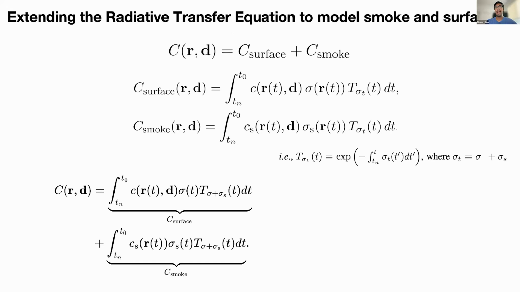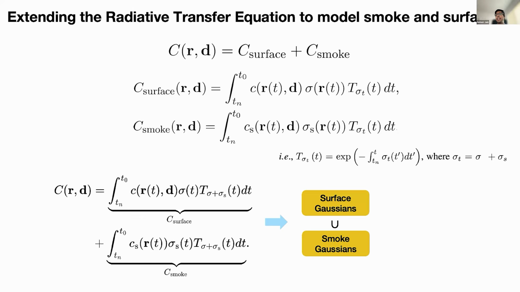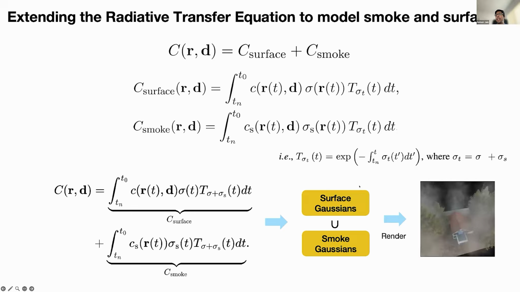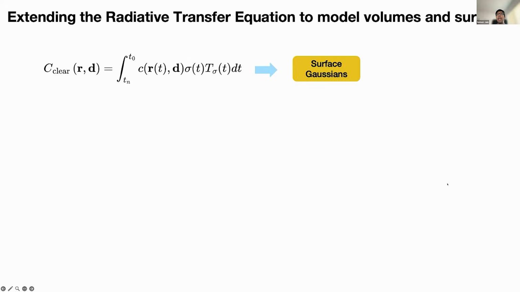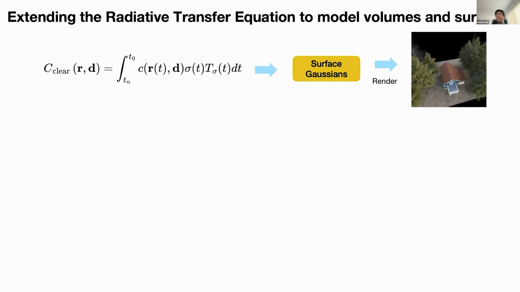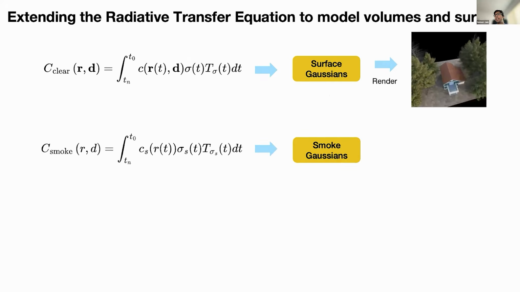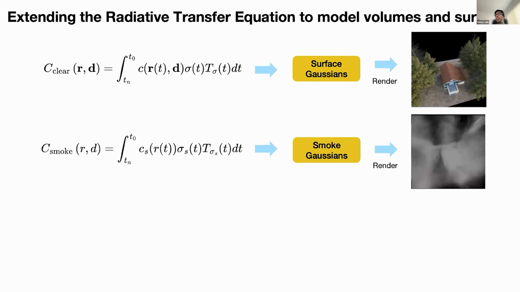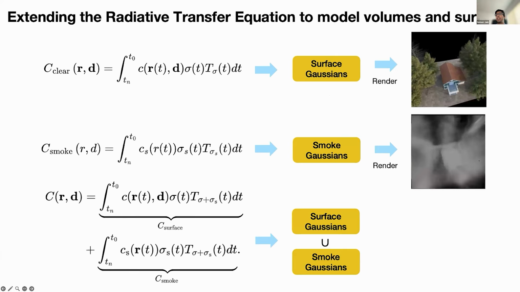So the main takeaway is that we want to disentangle the scene into two distinct sets of Gaussians, one representing the smoke part of the scene and one representing the surface part of the scene. Rendering the union of these two sets is equivalent to rendering the observations that we have. Once we have done this disentanglement, we can just render the surface Gaussians and remove the smoke from the scene essentially. And once you have learned the smoke Gaussians, you can render them out to get the smoke part of the scene.